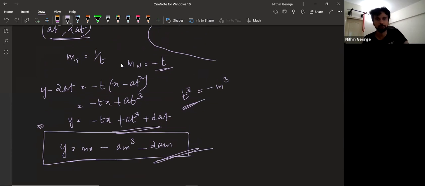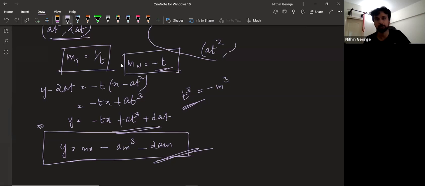To understand this, you have to first fully grasp the fact that the slope of the tangent at any point t will be 1 by t. So the slope of the normal at any point with parameter value t will be minus t. That point will be at squared, 2at, but this is how it will behave. So y equal to mx minus am cube minus 2am is the equation of the normal. If you want to find the equation of the normal with any slope m, this is what you do. Put it into this equation.